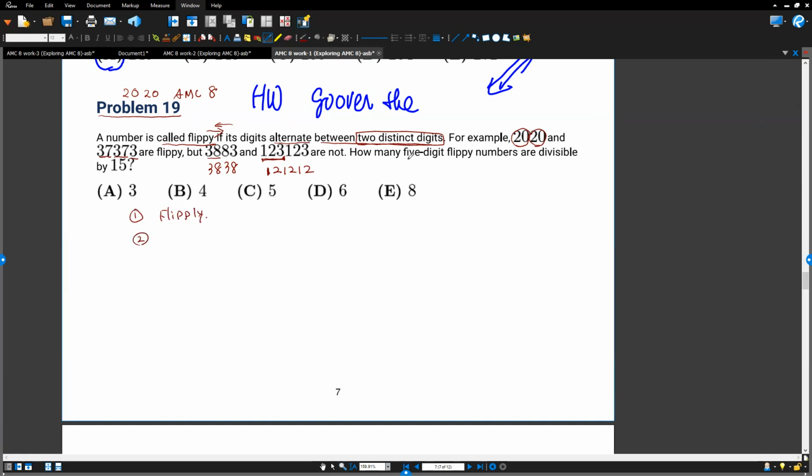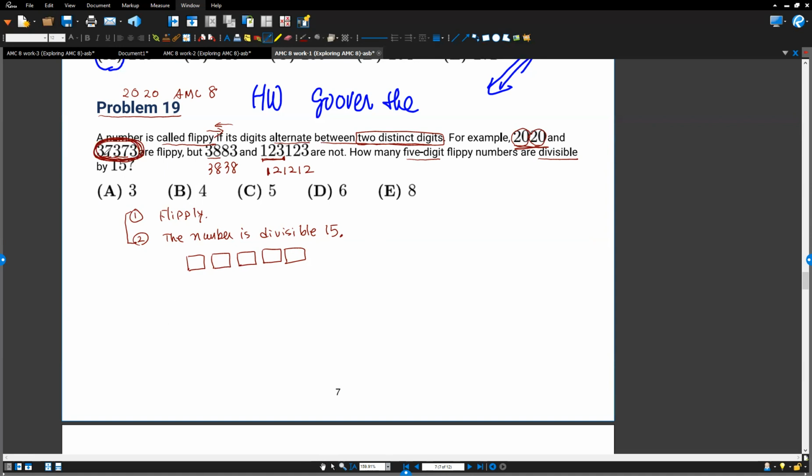The second constraint is that we have 5-digit numbers divisible by 15. We need to satisfy both. It should be flippy and the number is divisible by 15. We have 5 digits here: 1, 2, 3, 4, 5. This number has 4 digits, not this one. Maybe this is 5 digits. It looks like this.